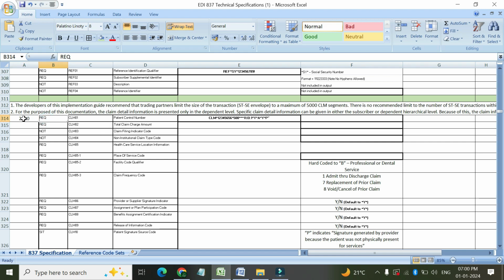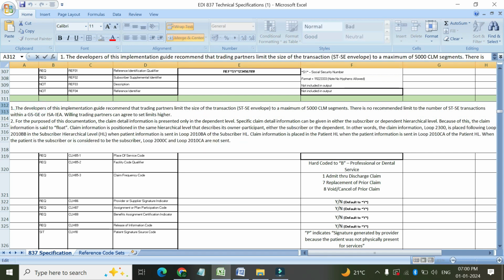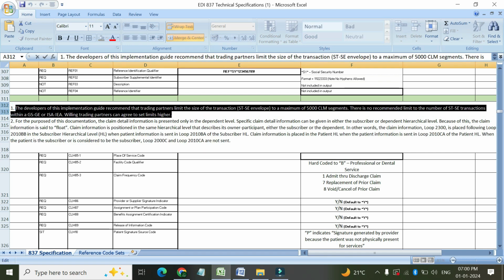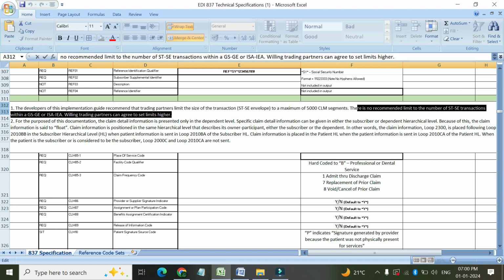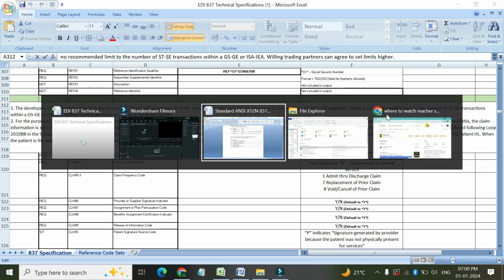So Loop 2300, you can read this. The developers of this implementation guide advise that we limit the number of claims between the ST-SE segment to 5,000 claims. There is no such recommended limit to the number of ST-SE transactions, so there can be multiple ST-SE segments.